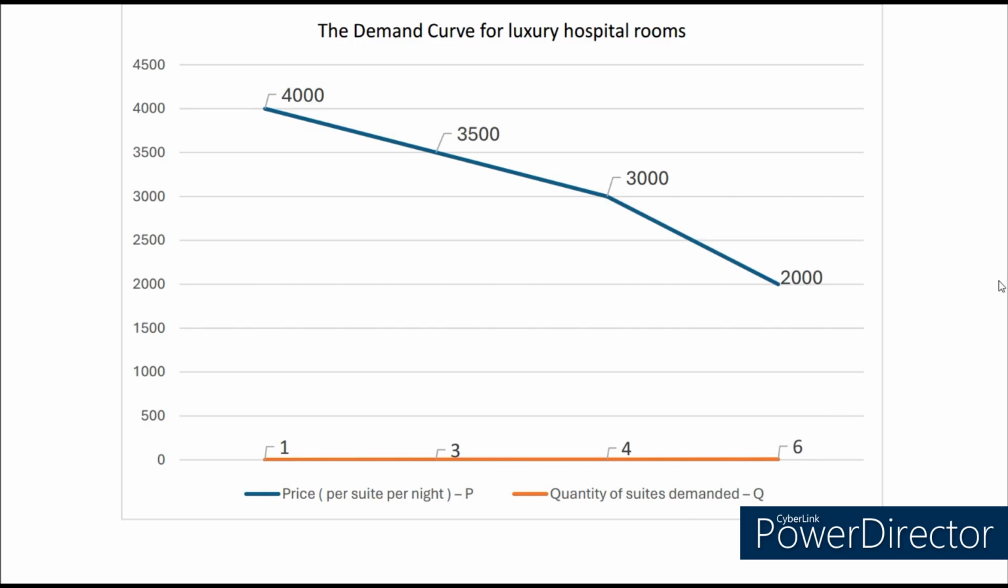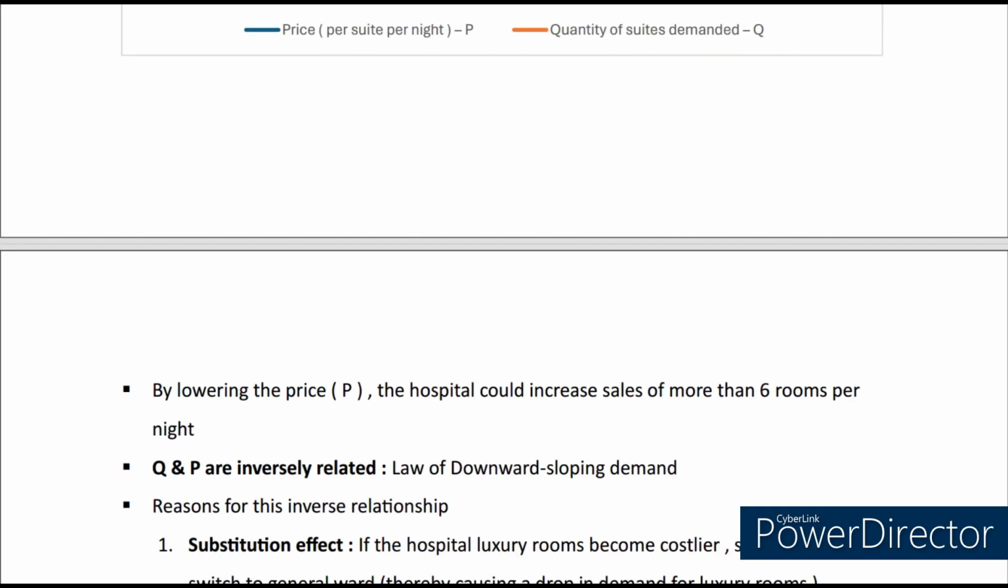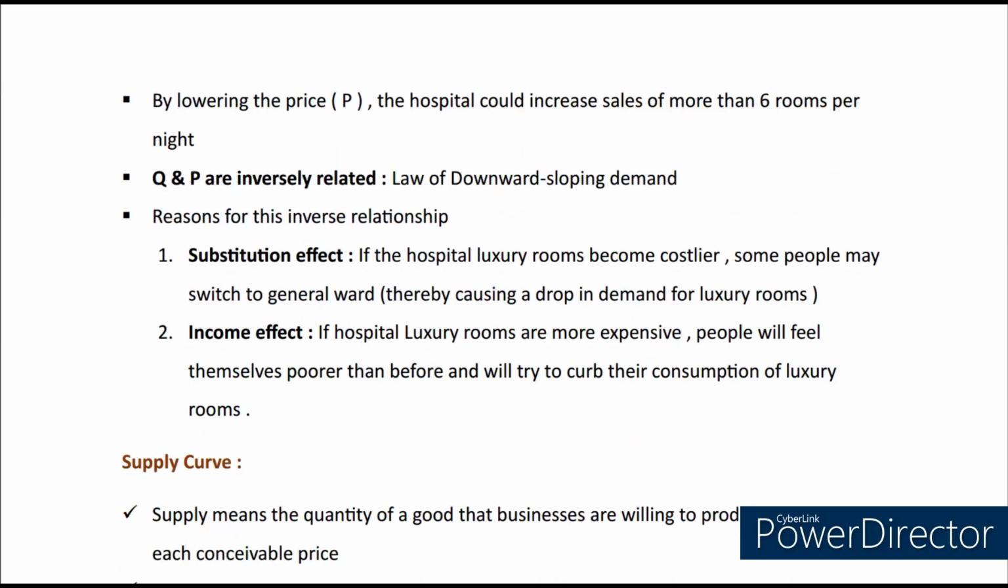So with an increase in price, see, at 4,000 rupees per night, the number of rooms demanded is only 1, but at 2,000 rupees you can see the number of rooms demanded is 6. So that means by lowering the price P, the hospital could increase sales to more than 6 rooms per night. So that means Q and P are inversely related. So we call this the law of downward sloping demand. So let's understand the reasons for this inverse relationship.